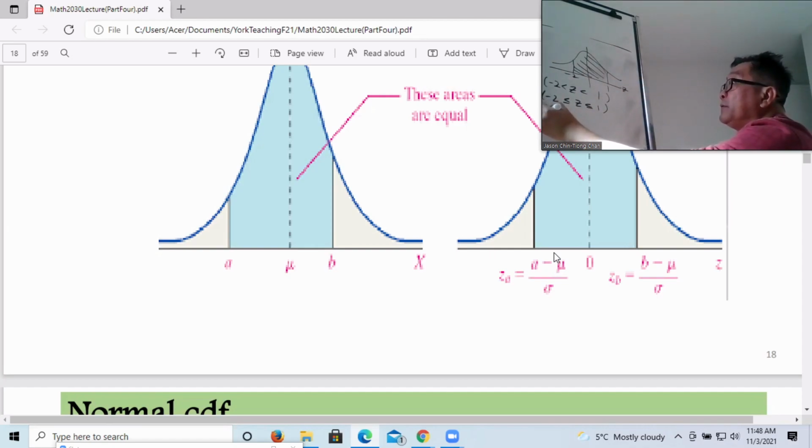Do you agree that this one, do you agree or not?